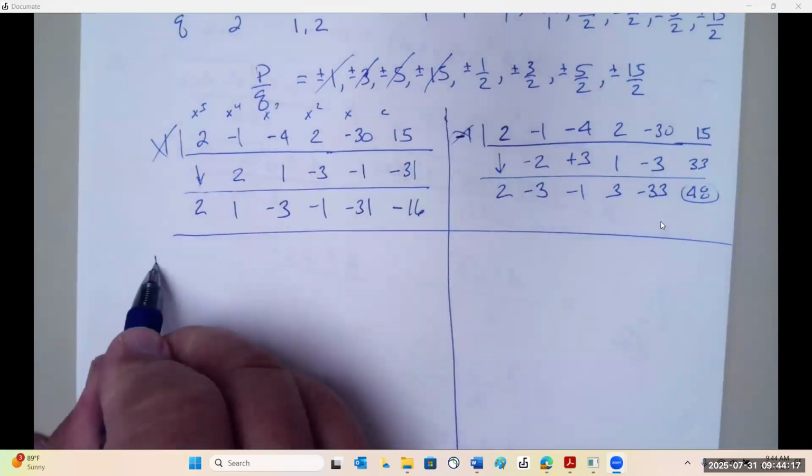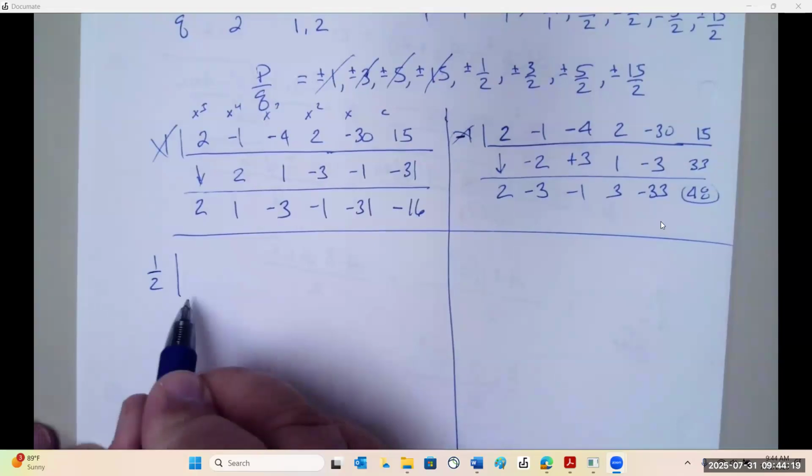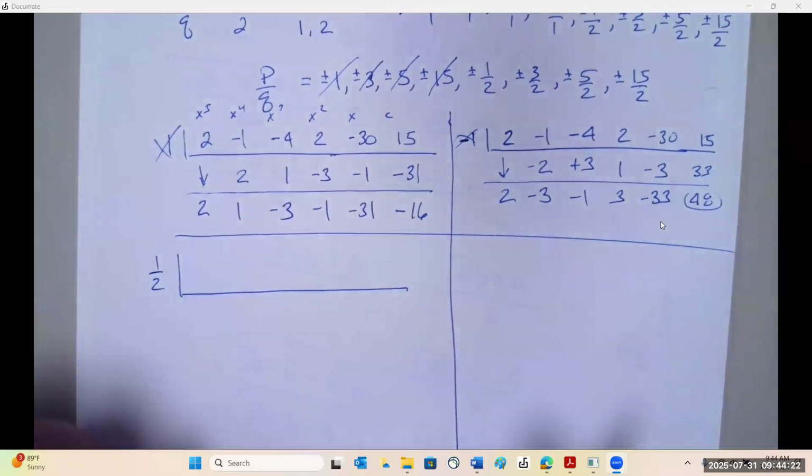Let's go to 1/2. But you see now, on your homework or on a test, you have to go through each one of those so you find them.